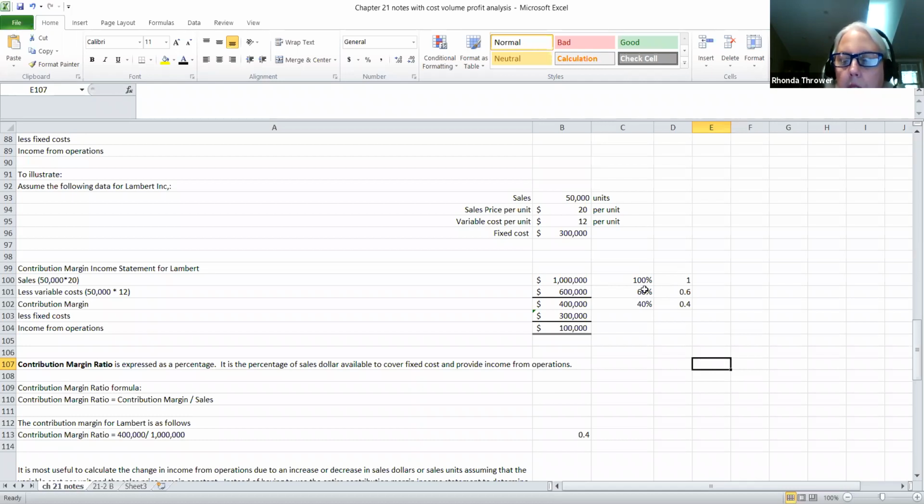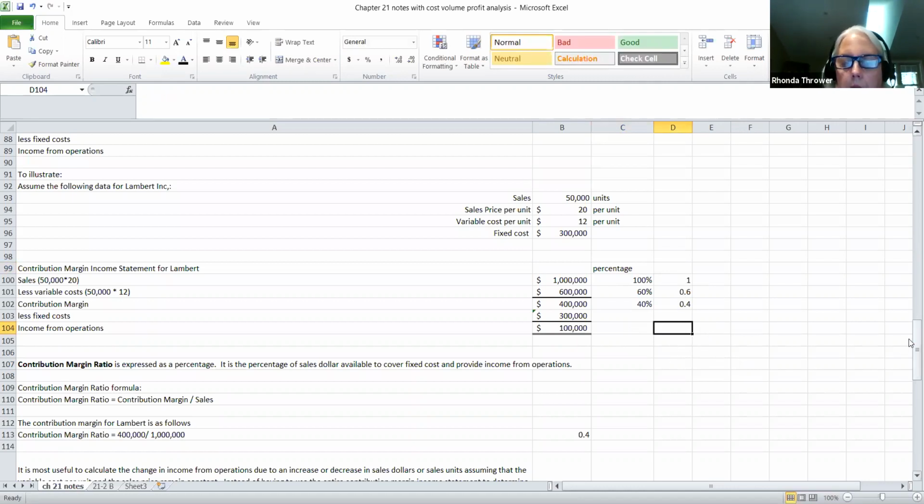If I know what my variable cost percentage is, then I can subtract it from 100% and it'll give me 40%. So there's a relationship between these amounts here. Does that make sense to you? And so this is a percentage, if you want to think of it like that, or you could also think of it as ratios. And this is how we did it here.